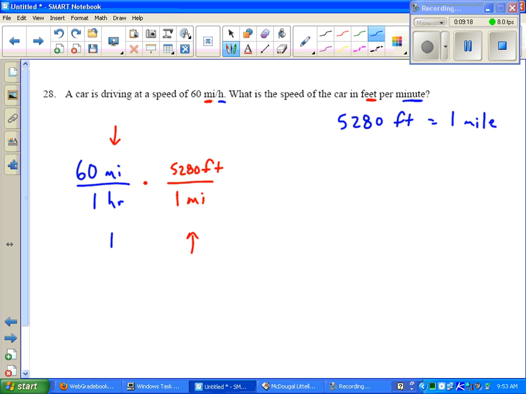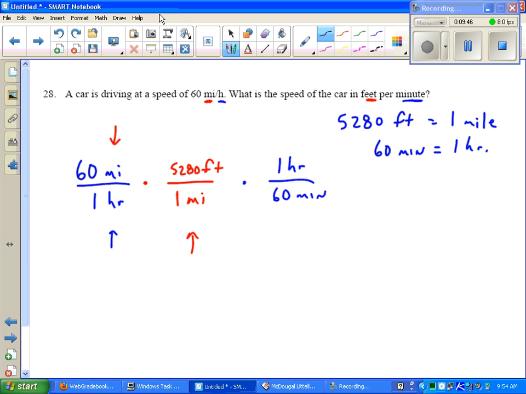If you look at your first fraction, hours is on the bottom. So you want your next fraction to put 1 hour on the top. And then we all know that 60 minutes equals 1 hour. So 1 hour is the equivalency of 60 minutes. Then all we need to do is simplify. That goes from miles to feet and from hours to minutes.